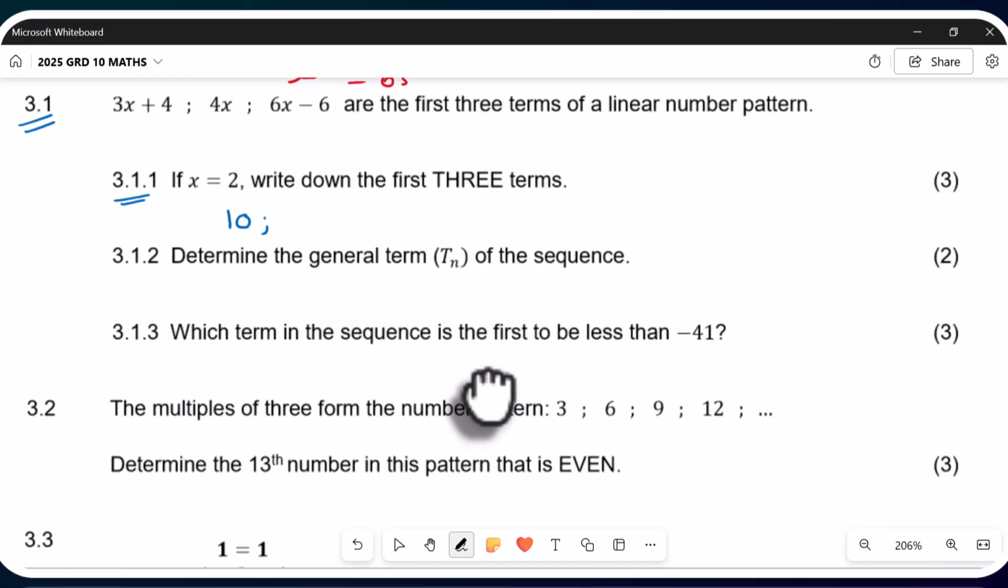Because the question said, which term would be the first one to be less than negative 41? Can you try 12, and you see here? Let's try it and see. You see this Tn here. So now let us find the T of 27. Do you have a calculator? You can type for me negative 2 multiply by 11 and then plus 12. What do you get?